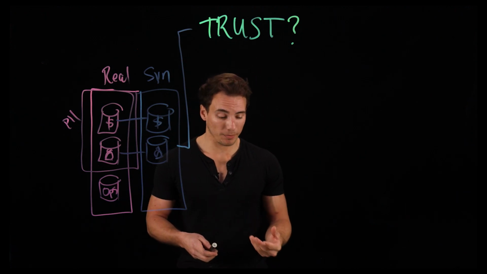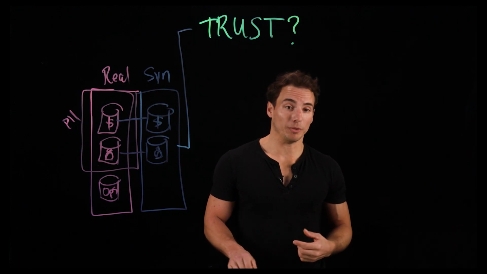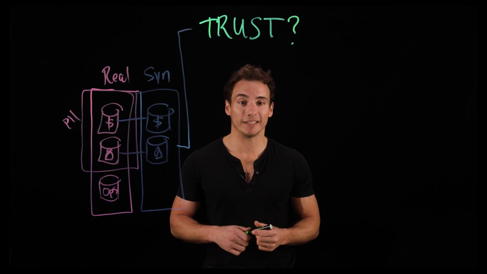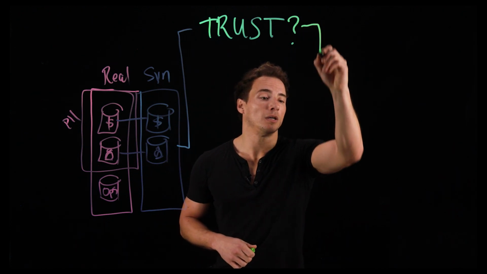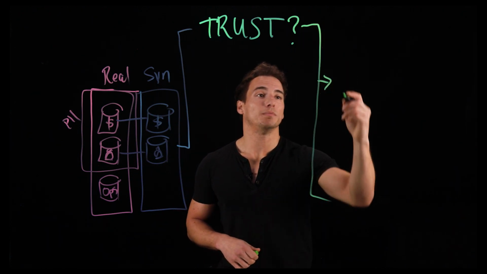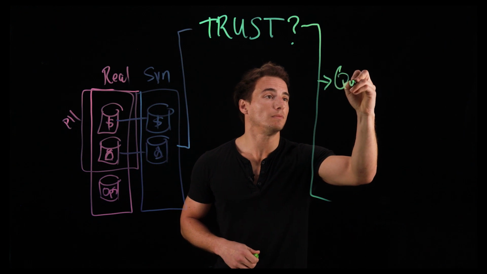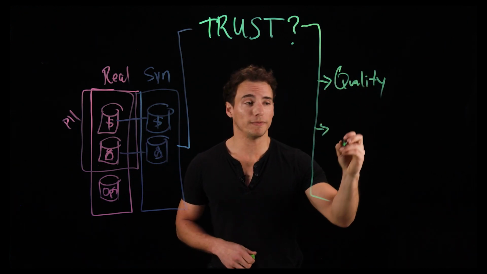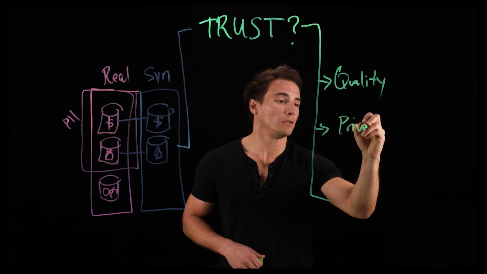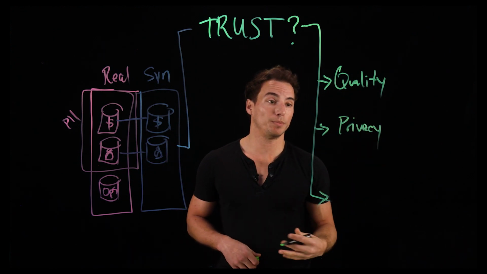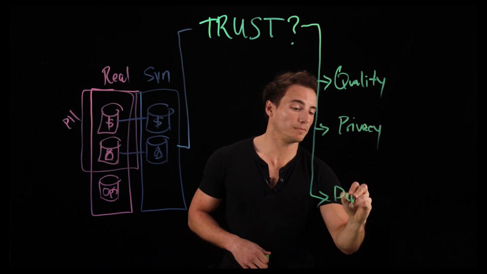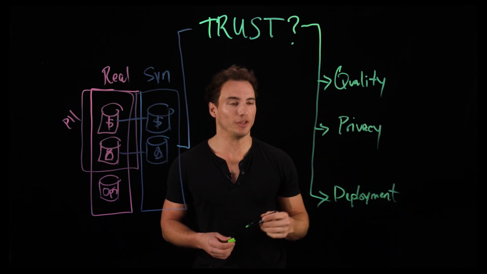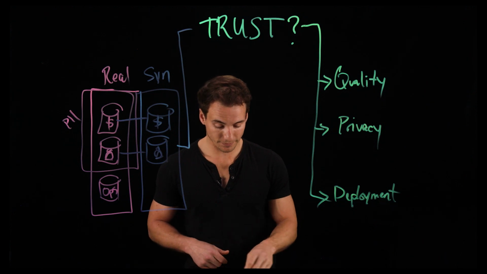So today we're going to talk about 3 levers that companies can put in place to make sure that they can confidently and reliably use the synthetic data that they generate. The first will be building trust through quality. The second will be building trust through privacy. And the third will be building trust through your deployment setup. Now, let's walk through each of these and break them down.